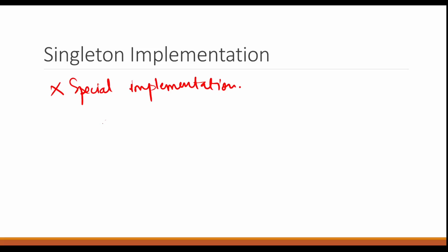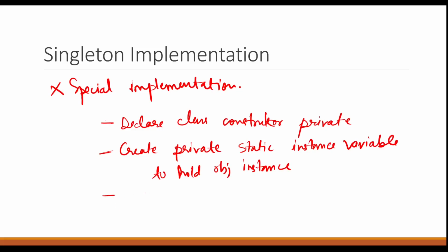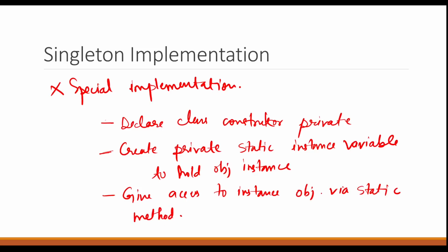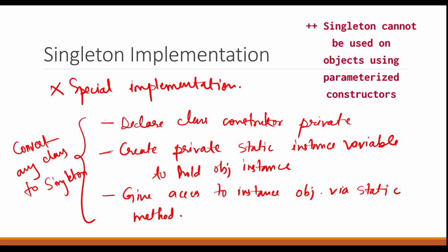You have to follow three rules. One, declare the class constructor private. Rule number two, create a private static instance variable. And third one is give access to the instance object via a public static method. If you follow these three rules, you can convert any class to a singleton. Alright, that's done. So singleton implementation is done. Concept-wise it's finished.